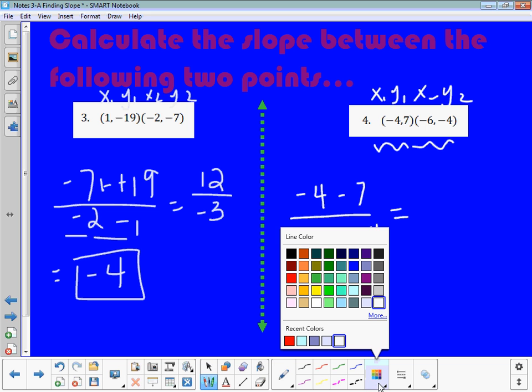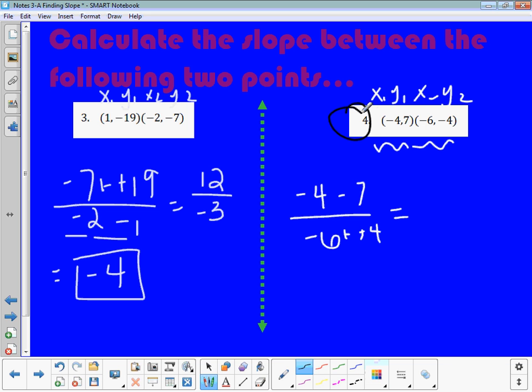So I want you to go ahead and finish this one out for me. I want you to subtract that and make sure you reduce your fractions. So whatever you get for your fractions, make sure you reduce it.